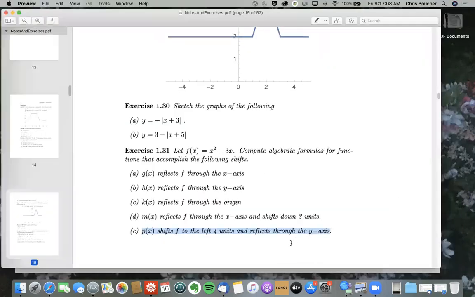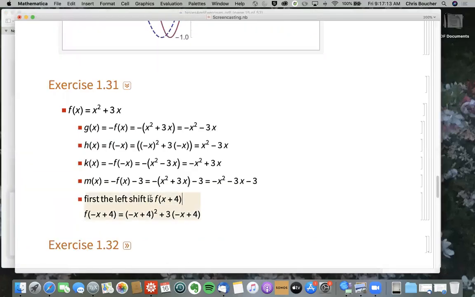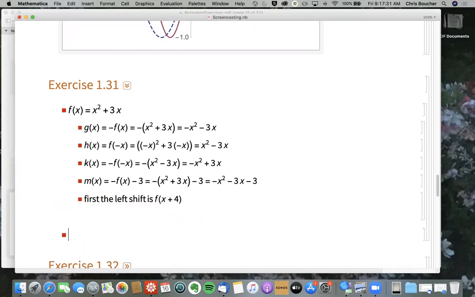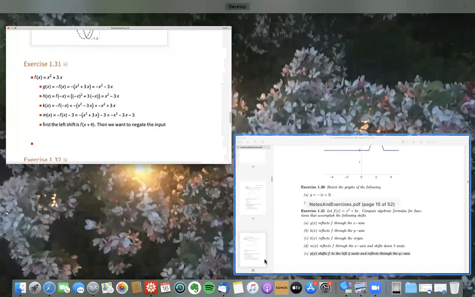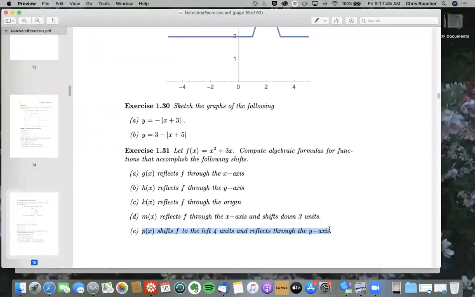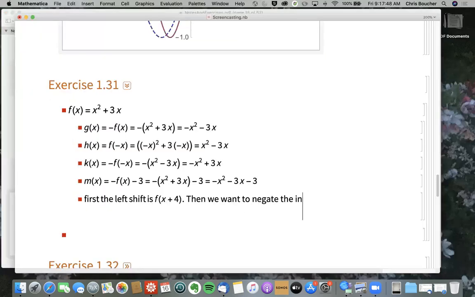Now, in addition, I have to reflect through the y-axis. So let's do this. Let's just get rid of this whole thing. Then we want to negate the output, because we want to reflect through the x-axis. Oh, I'm sorry, pardon me, reflect through the y-axis, we want to negate the output.